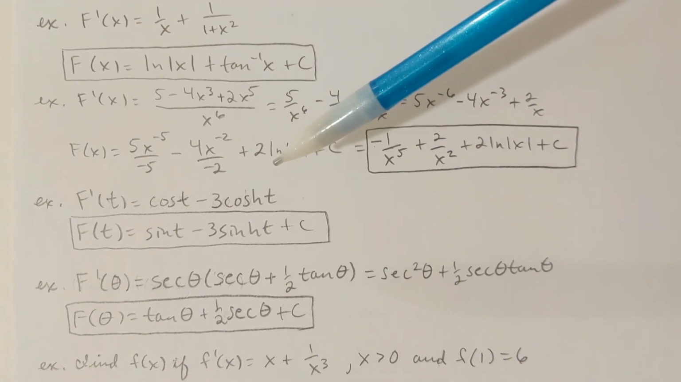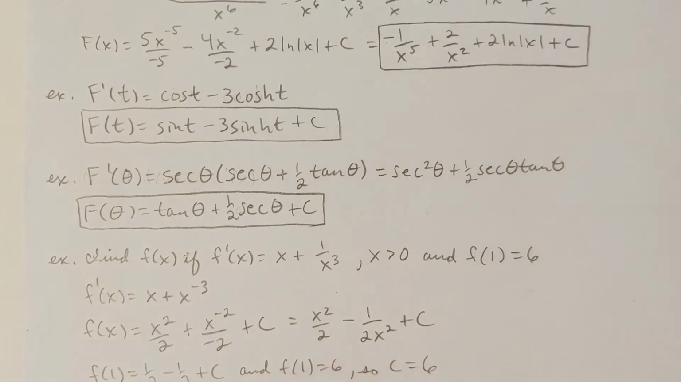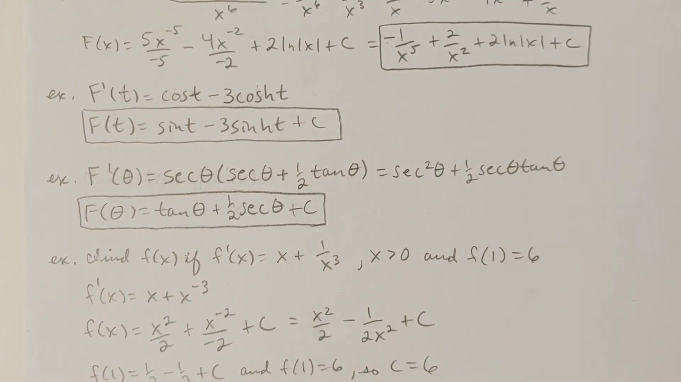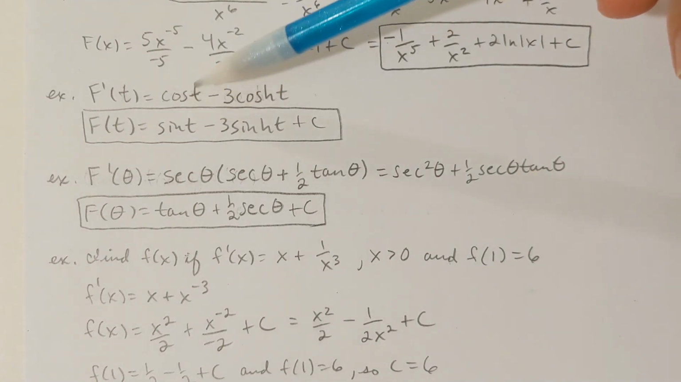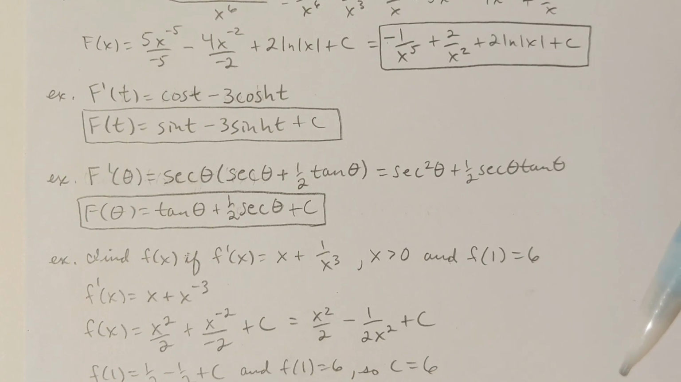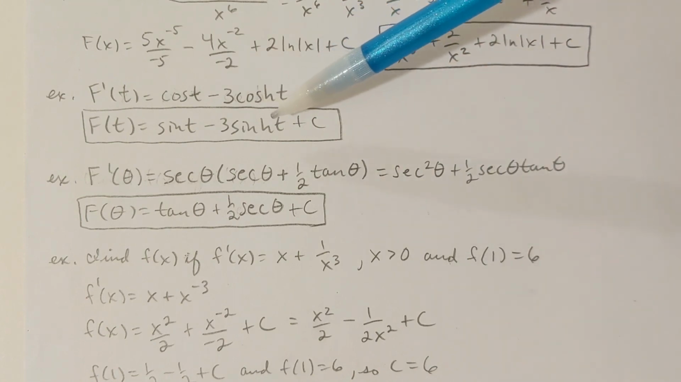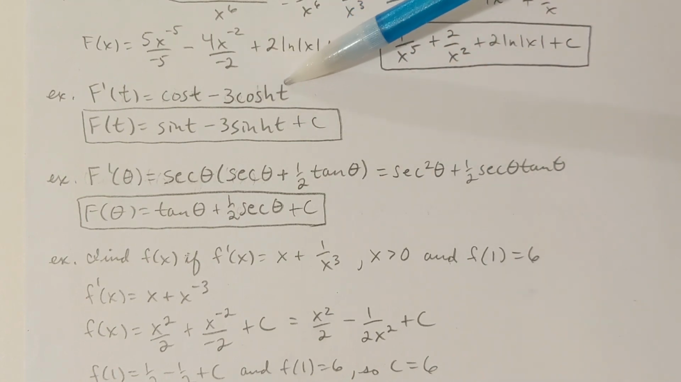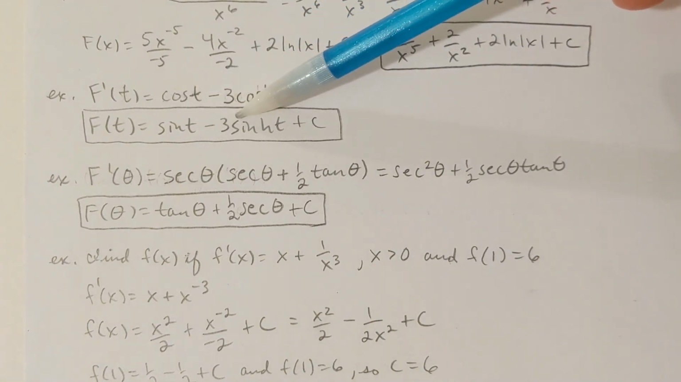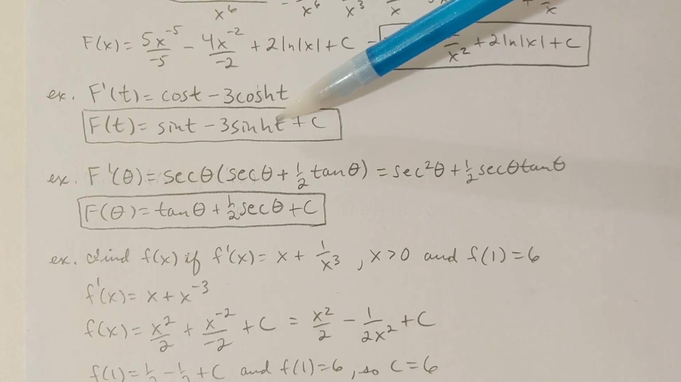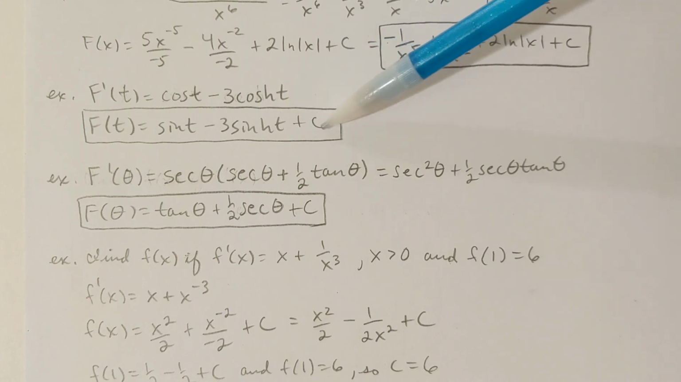Here's another one. F prime of t equals cosine t minus 3 times hyperbolic cosine of t. Well, I know the derivative of sine t is cosine t, and I also know that the derivative of hyperbolic sine t is hyperbolic cosine t. So my answer would be sine t minus 3 times hyperbolic sine t plus c.